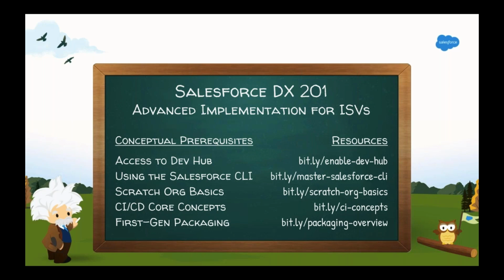Continuous integration, continuous delivery, core concepts. Basically, if you saw CI/CD and you knew what that was, even if you've never implemented continuous integration or delivery, you'll know enough if you at least have the basics of the concept. And then finally, first generation packaging. That's our current packaging, or packaging one, whatever you would like to call it. Hopefully, since this is an ISV audience, most everyone has a working knowledge of first generation packaging. But if you need a refresher on any of these, we've got some links here that take you right to the appropriate documentation.